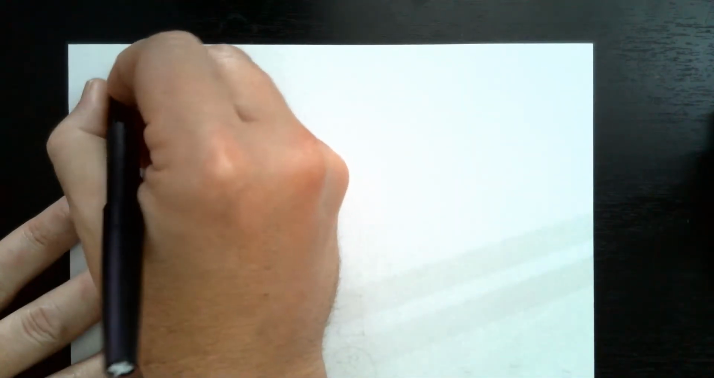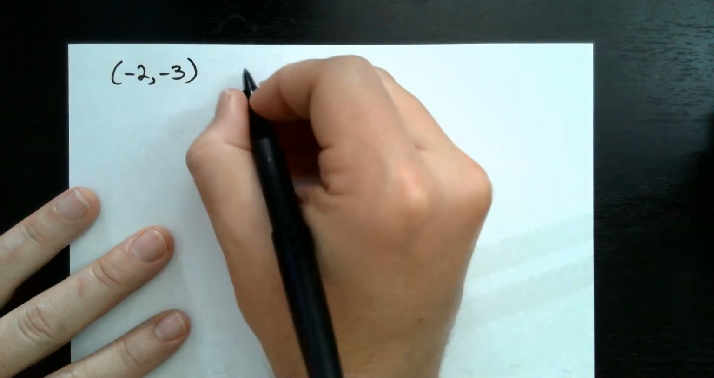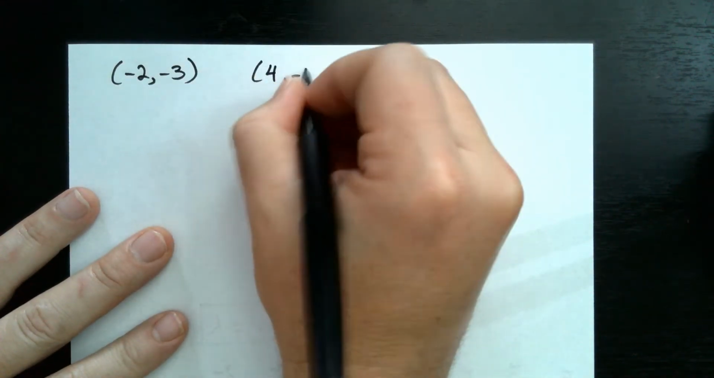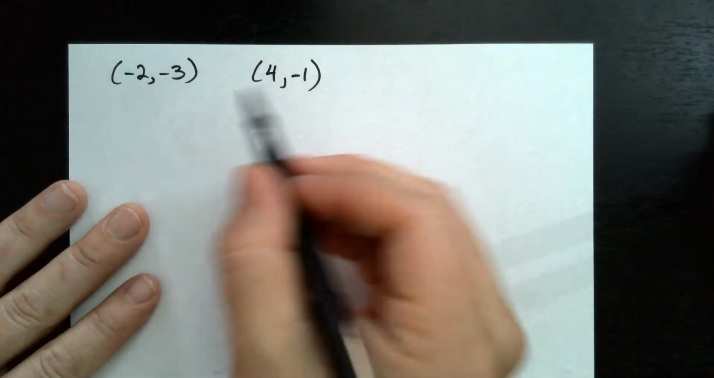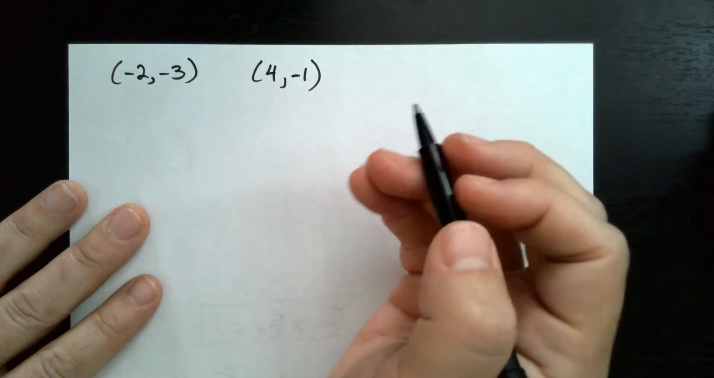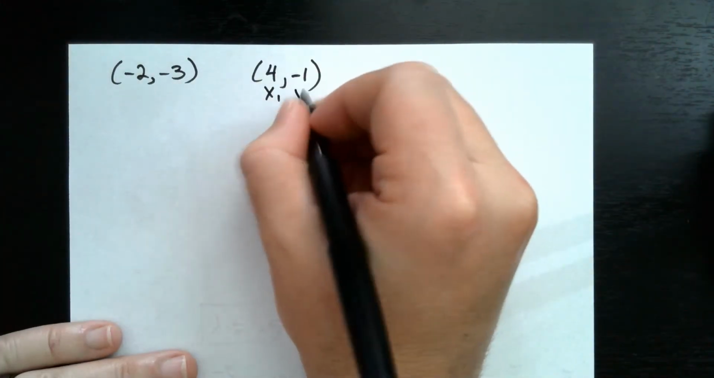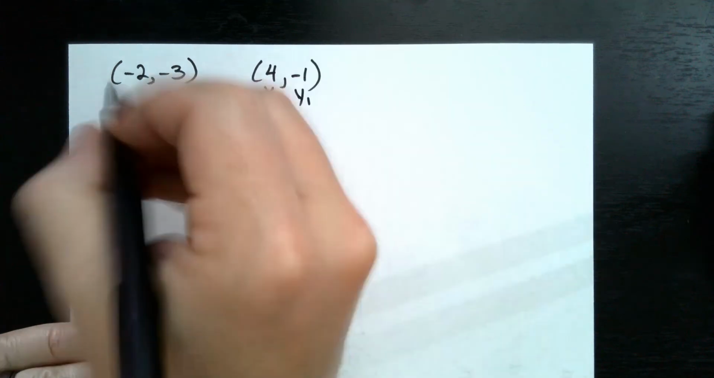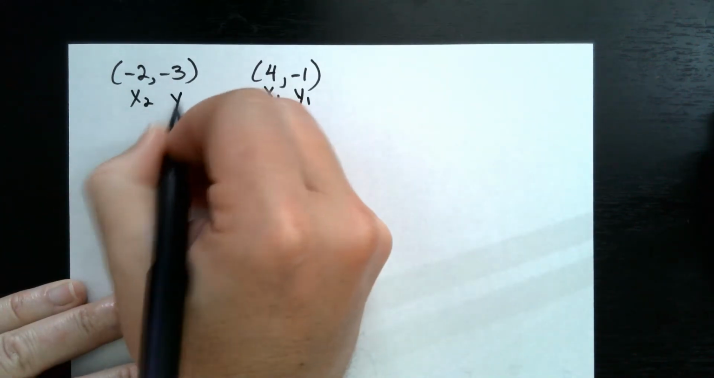Okay, let's do another one. For this one, we have negative 2 comma negative 3, and we have 4 comma negative 1. I can label these as x1, y1, x2, y2 how I want. This time I'll change it up a little bit to show you that it doesn't matter. I'll do this one as the x1, y1, and this one as the x2, y2.